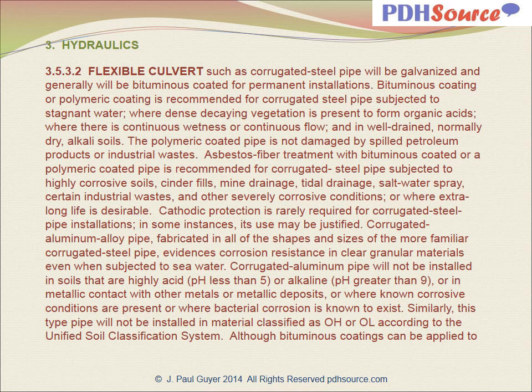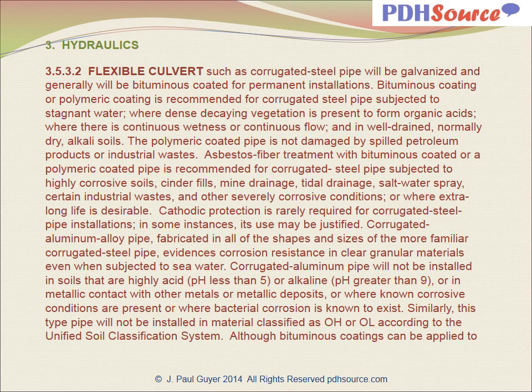Asbestos fiber treatment with bituminous coated or a polymeric coated pipe is recommended for corrugated steel pipe subjected to highly corrosive soils, cinder fills, mine drainage, tidal drainage, saltwater spray, certain industrial wastes, and other severely corrosive conditions, or where extra long life is desirable. Cathodic protection is rarely required for corrugated steel pipe installations. In some instances, its use may be justified, however.